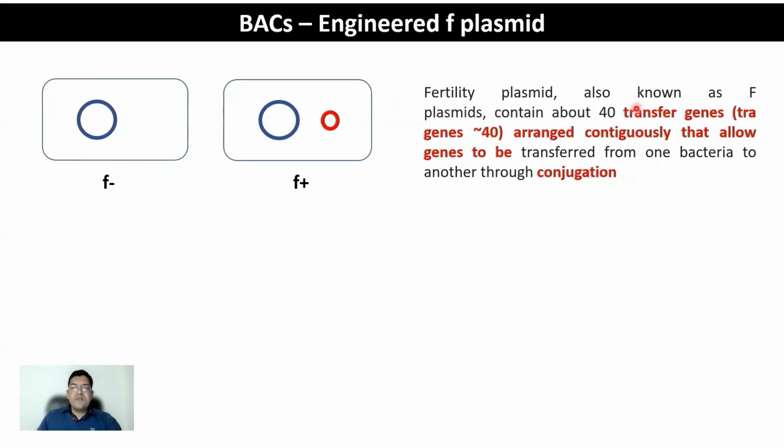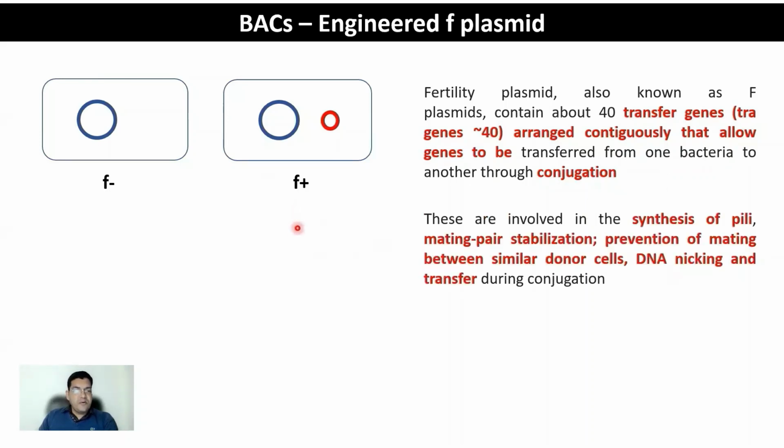So the fertility plasmid, also known as the F plasmid, contains about 40 transfer genes which are arranged one after the other in tandem, and this allows for genes to be transferred from one bacterium to another through conjugation. If you look into the function of the fertility plasmid, they are involved in synthesis of pili, which is basically a physical contact between the two cells through which there is an exchange of genetic material. They're also involved in mating pair stabilization, prevention of mating between similar strains or similar donor cells, as also in DNA nicking and transfer during conjugation.